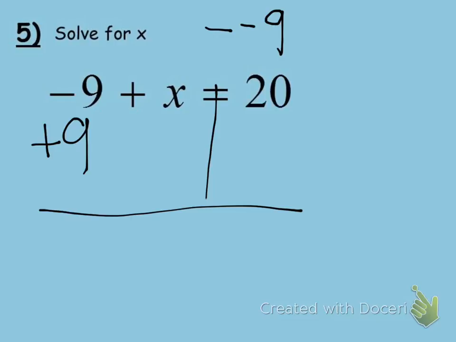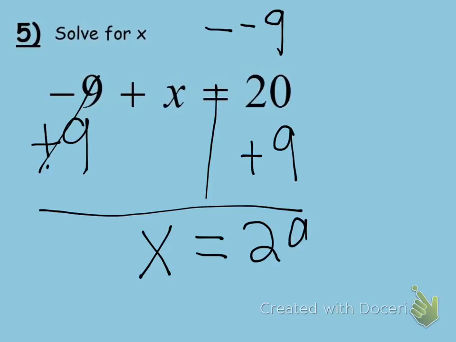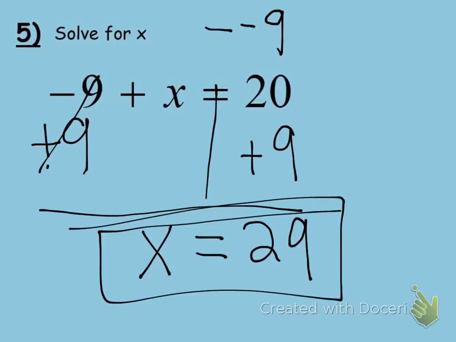Does everyone understand why we're adding the 9? It's a tricky one. Okay, those are going to equal 0, so we don't need them anymore. I have x. I drop my equal sign straight down. And I have 20 plus 9, which is 29. Very good. This was a tricky one. What are your questions?